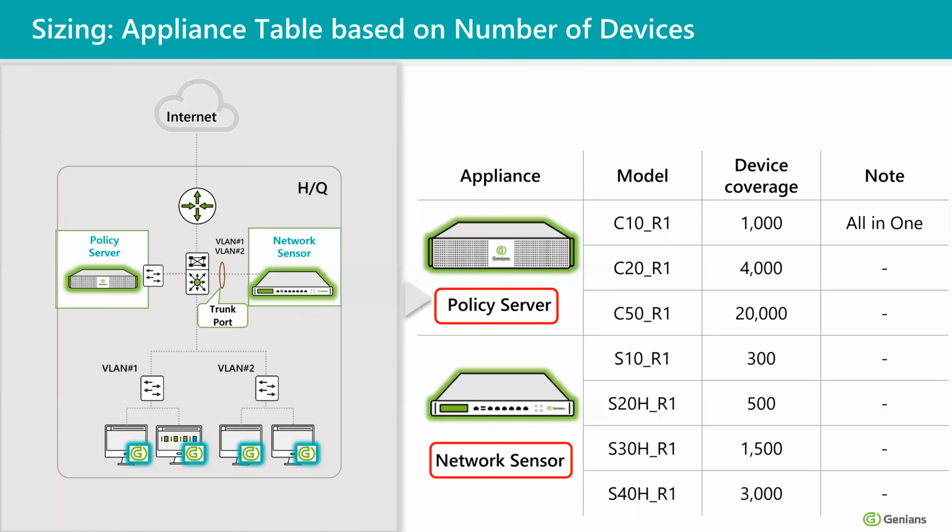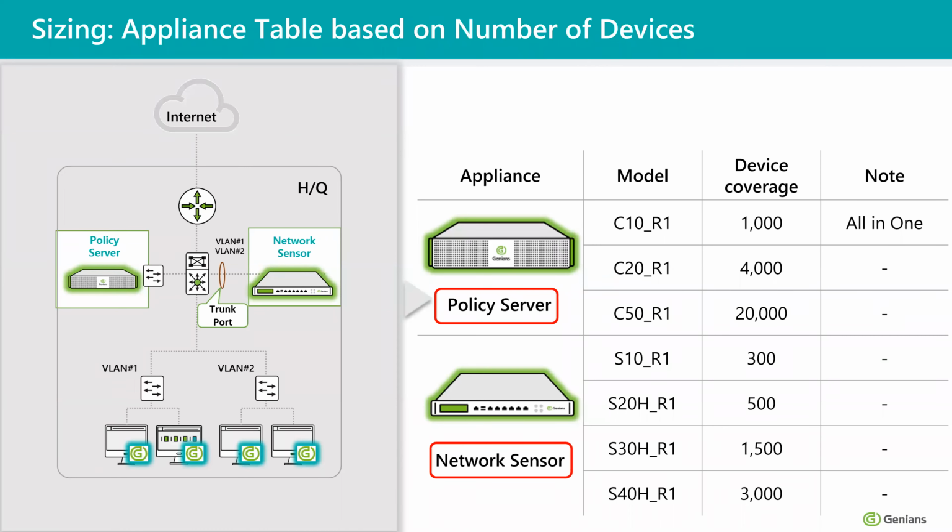Regarding the policy server, you can find the models C10, C20, C50, which you can choose based on how many nodes or devices should be covered in the company environment. Regarding the network sensor, you can find the models S10, S20H, S30H, S40H, which you can choose based on how many nodes or devices should be covered in your customer environment.